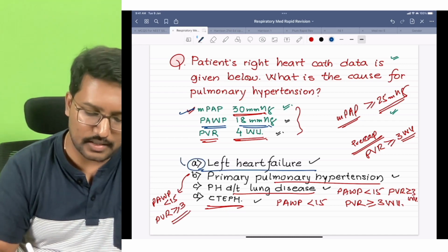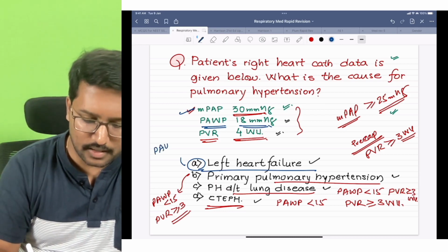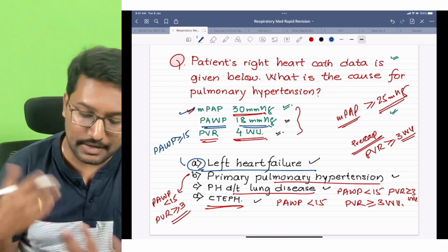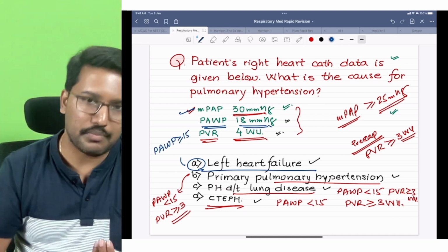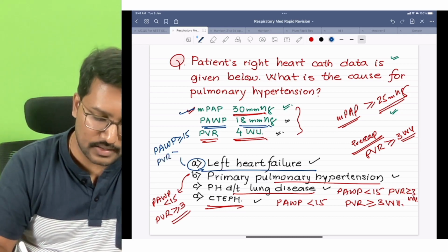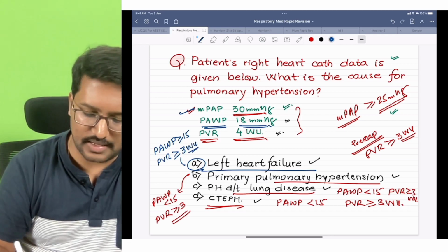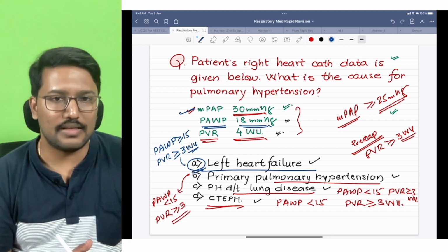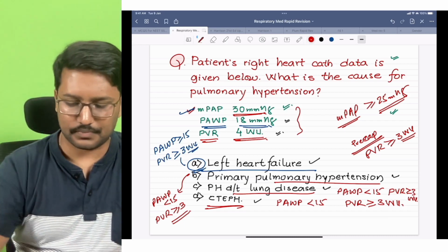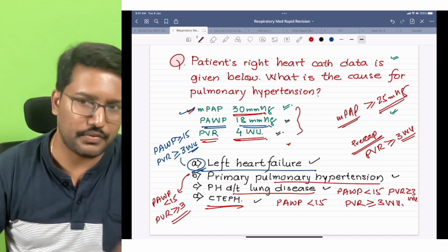In case of left heart failure and pulmonary veno-occlusive disease, we will be expecting the pulmonary arterial wedge pressure to be more than or equal to 15 millimeters of mercury. And if it is left heart failure, there can be an increased pulmonary vascular resistance, so your pulmonary vascular resistance can be more than or equal to 3 Wood units. So that makes option A the right answer. Left heart failure is the reason for this patient's pulmonary arterial hypertension, right? Okay, so that concludes this question. The right answer is option A, left heart failure.